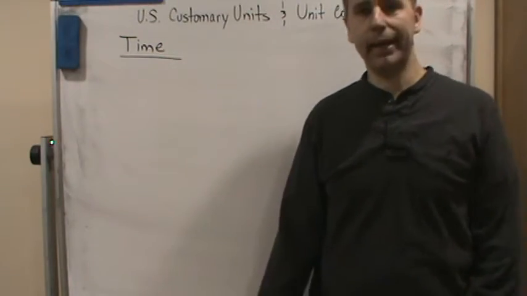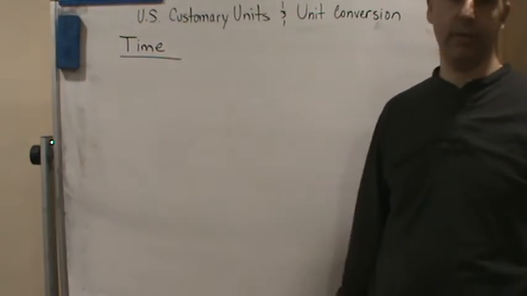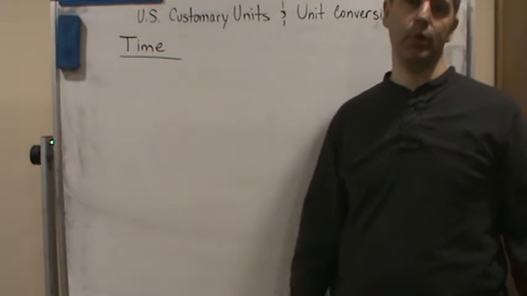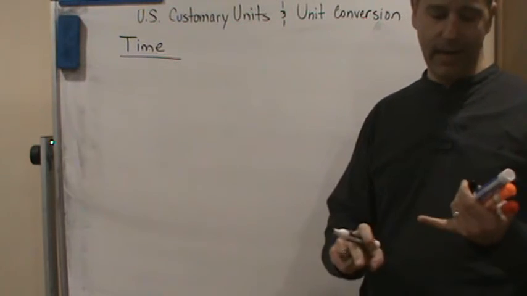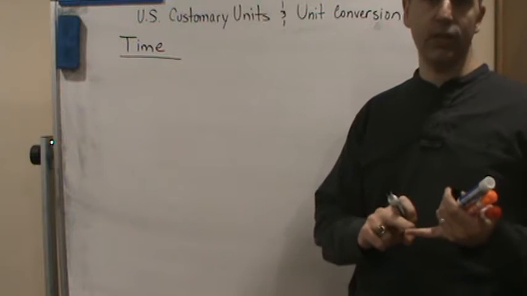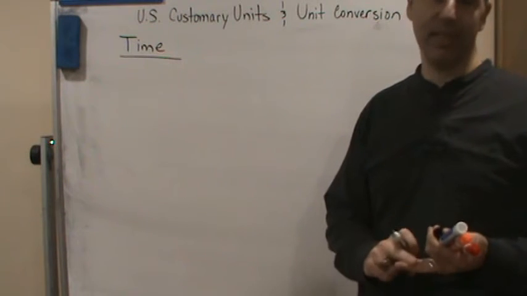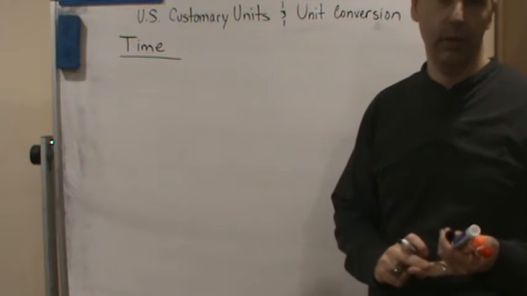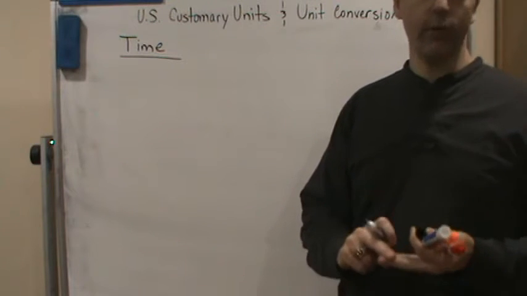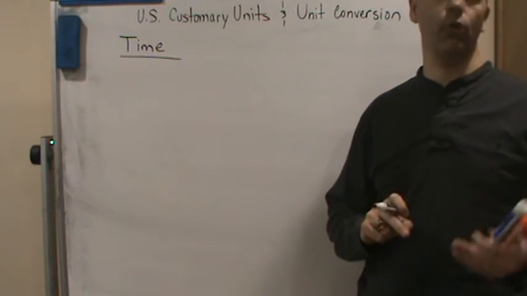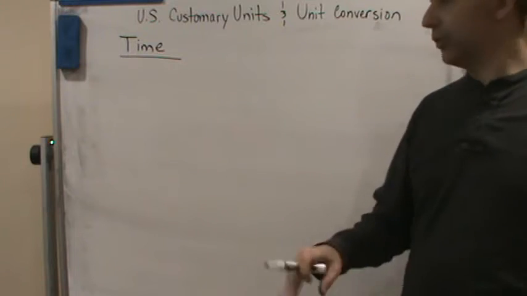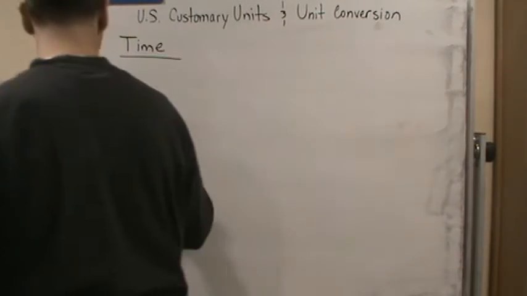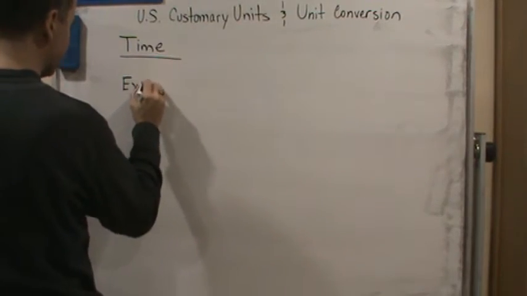Okay, so welcome back, and now we're going to talk about time units. I'm not going to write down the time units, but you should know that 1 minute is equal to 60 seconds, 60 minutes is equal to an hour, and there are 24 hours in a day. You should know those by heart, right? So I'm not going to put those on there, but let's do a couple of examples using time.